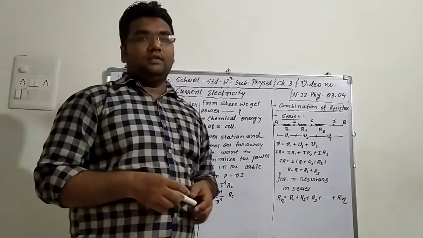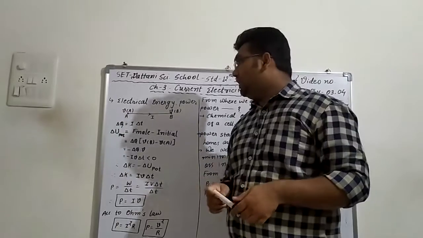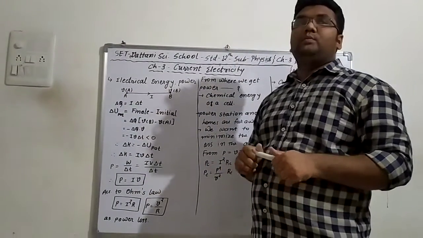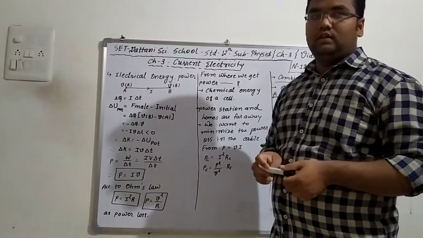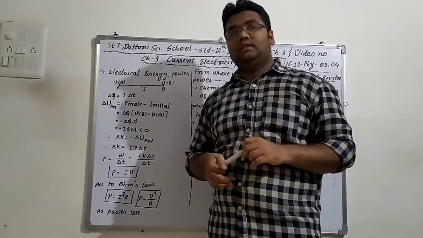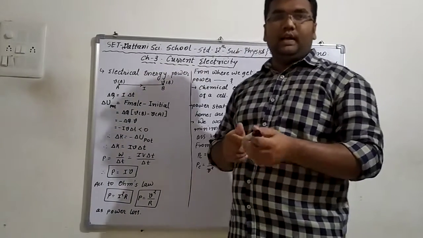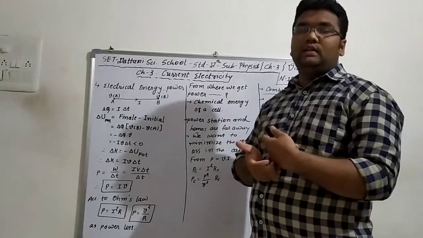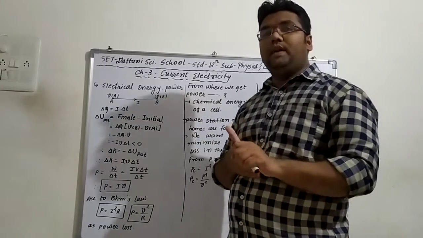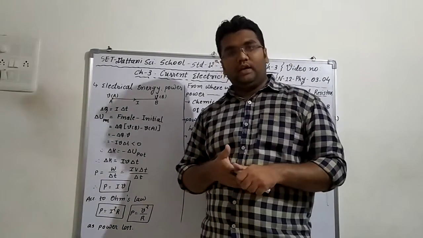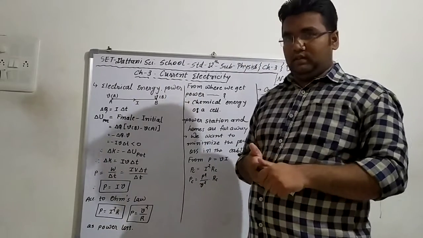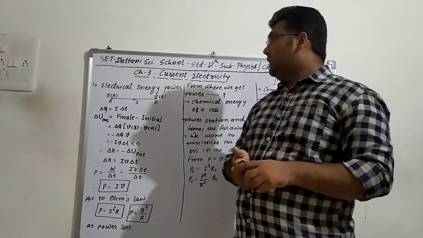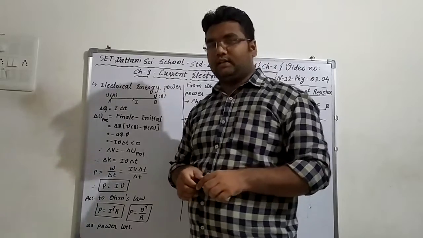In the previous lecture we have studied the types of resistors. We have seen different types of resistors and we have also learned how they can be made by us. In that we have also learned the color code table of carbon resistors.